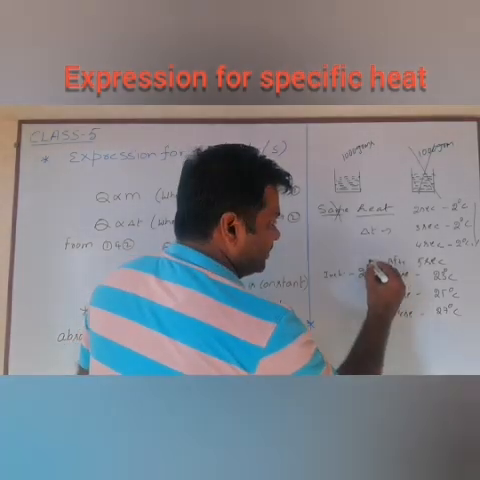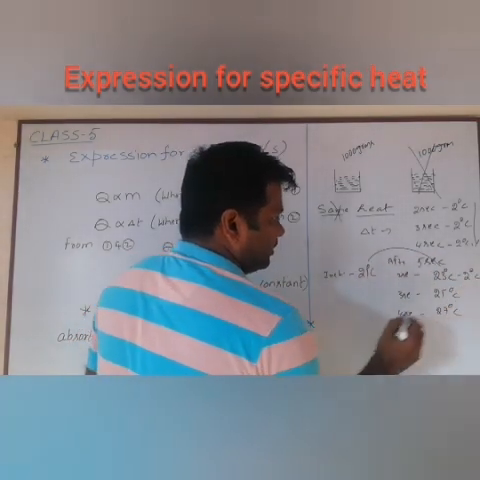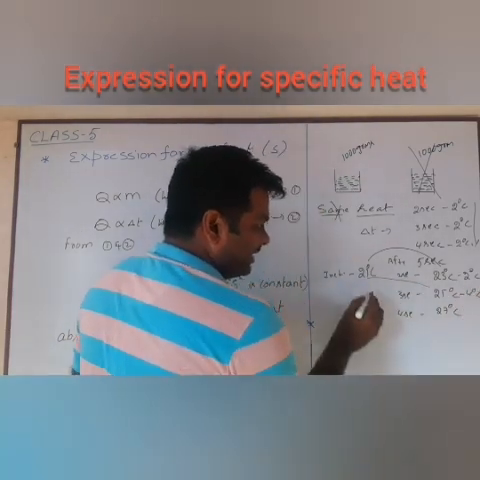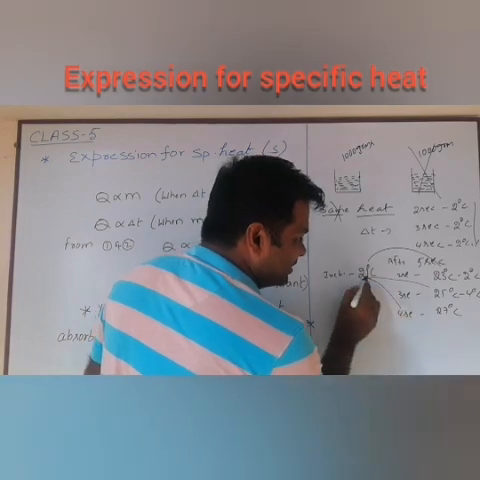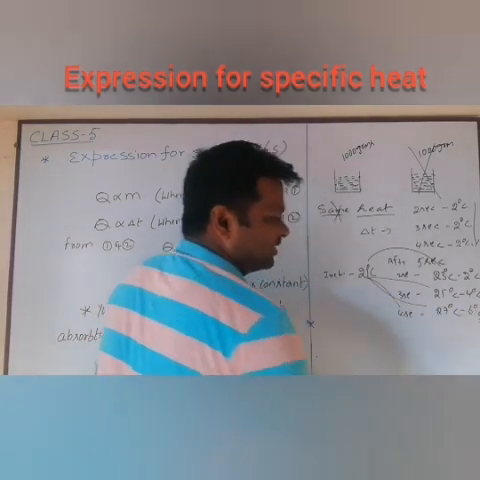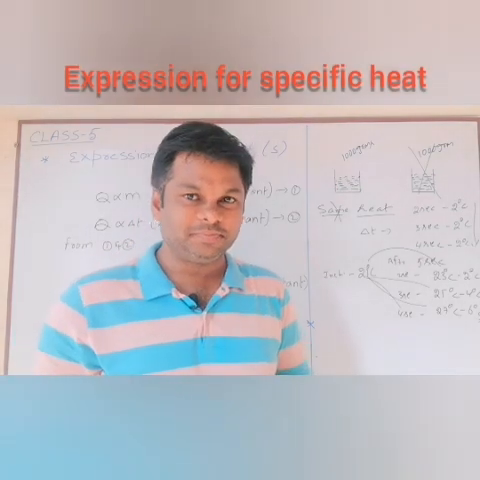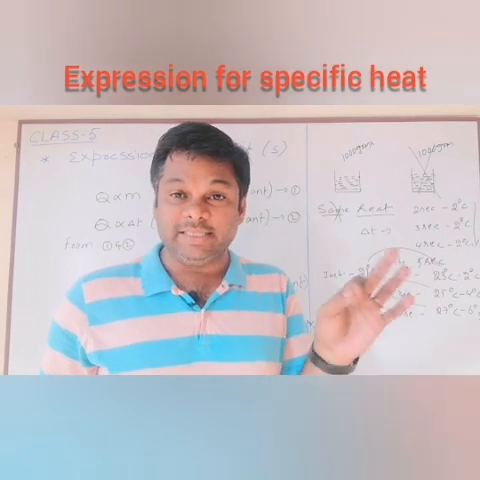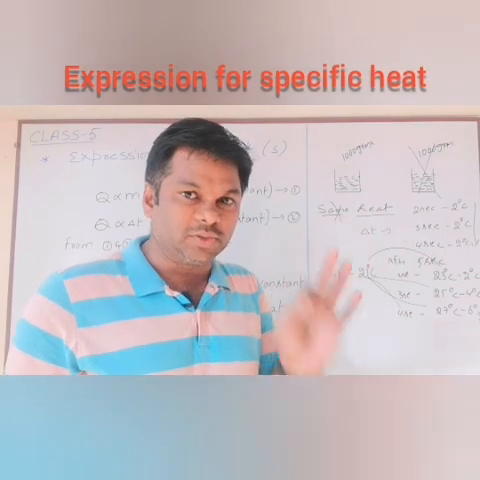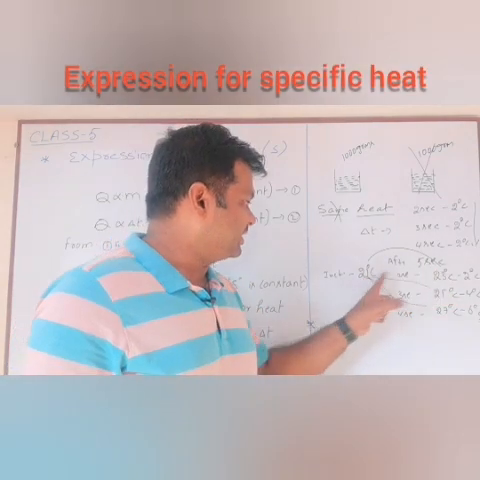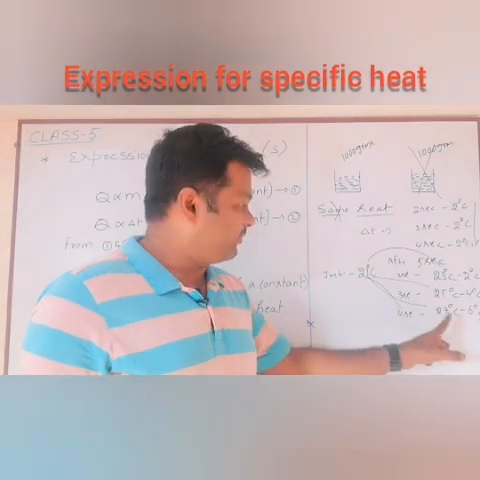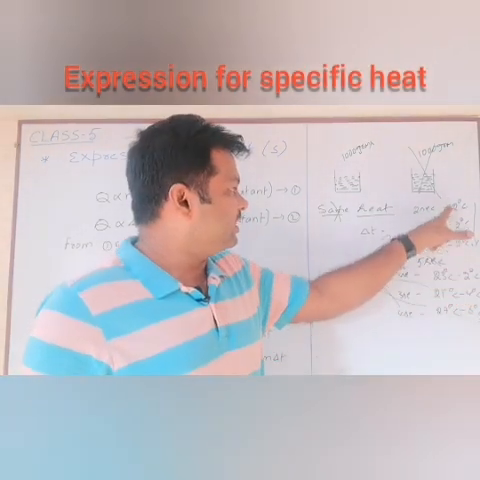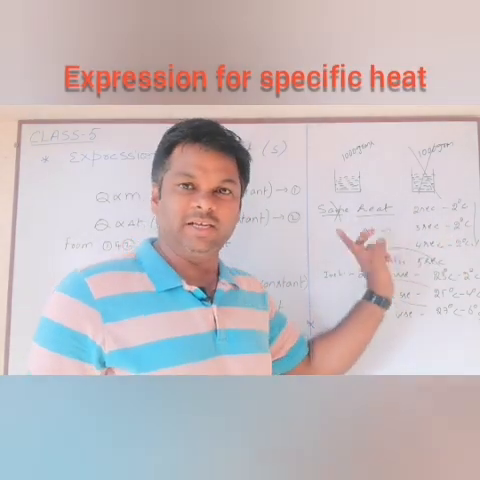Now, the change in temperature between these two is 2 degrees centigrade, between these two is 4 degrees centigrade, and between these two is 6 degrees centigrade. Got it now? So every time you are choosing change in temperature, you must choose final temperature and initial temperature, final and initial, not like this. Okay, so this is the difference between these two, not from final to initial.